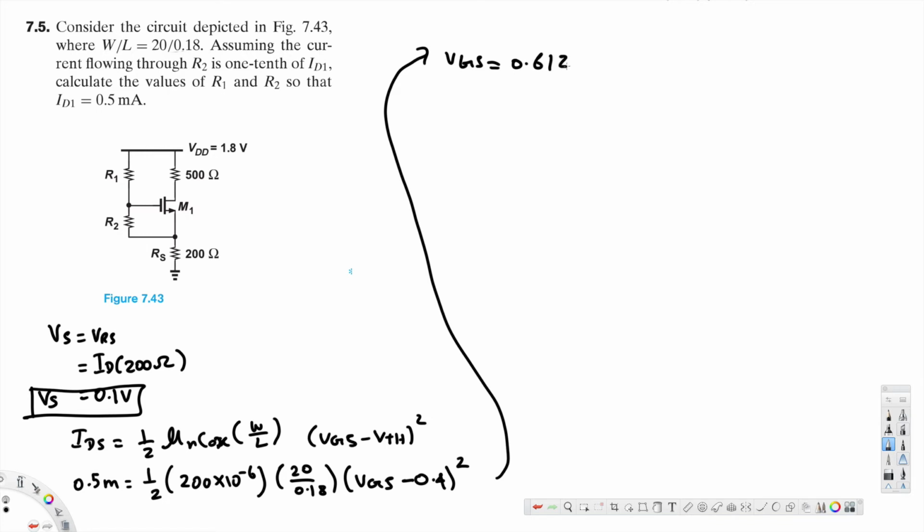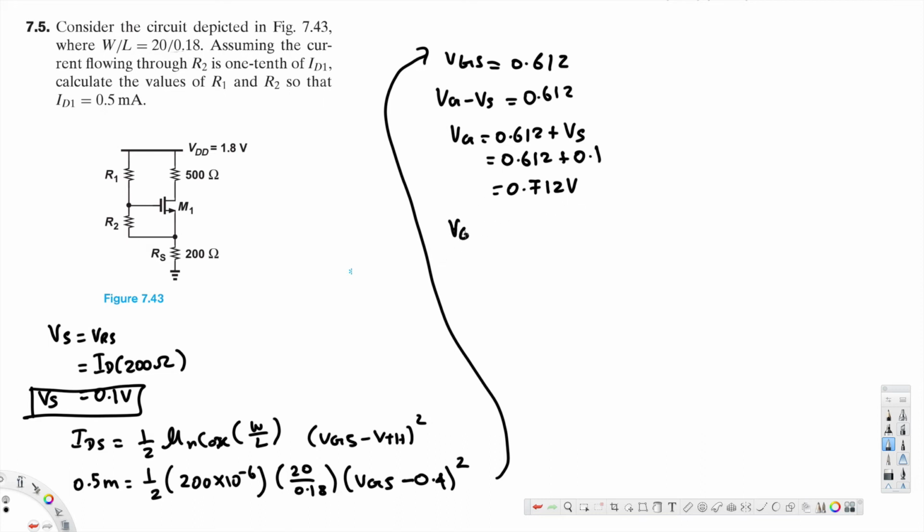0.612, and VGS is nothing but VG minus Vs. So VG is going to be equivalent to 0.612 plus Vs. 0.612 plus Vs, which is 0.1, gives us 0.712 volt. That is our VG value.